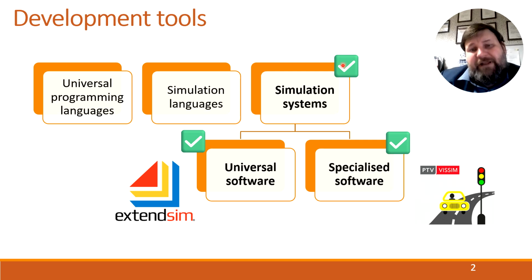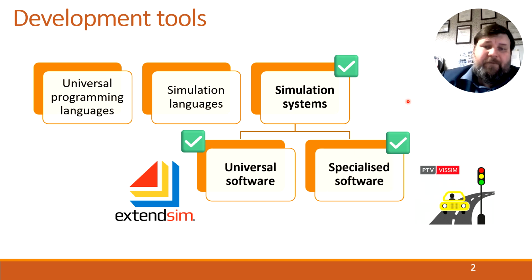The last one, simulation systems. As you see, I have a check mark here, meaning that in the frame of our course we would really utilize simulation systems. I'm not going to teach you programming. We are not going to discuss simulation languages, but we are going to use simulation systems. As you see, according to the following diagram, there are two subcategories, universal software and specialized software.